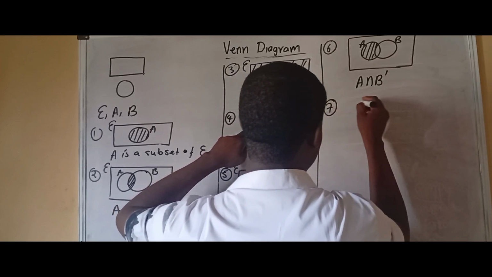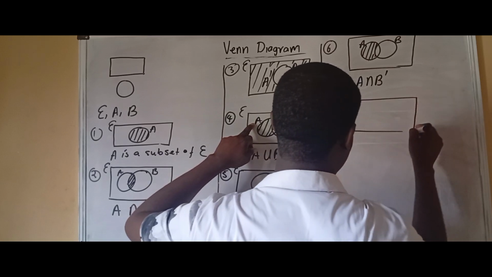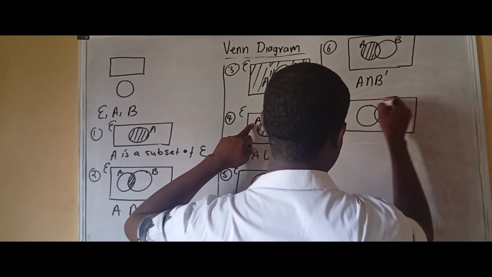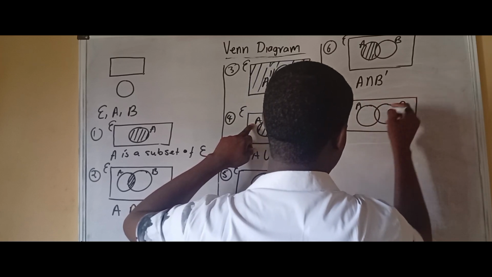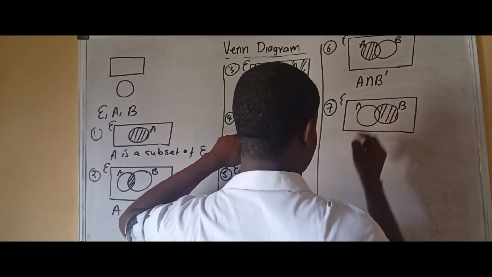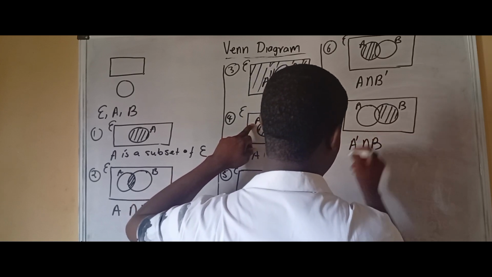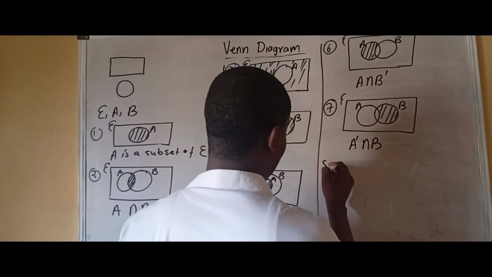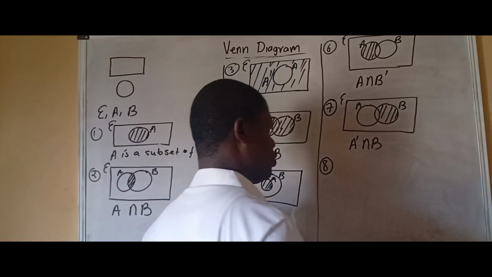And if you want to show only the elements present in set B, you have your set A, set B, okay? So only the elements present in set B but not in set A. So we have A complement intersection B, right?